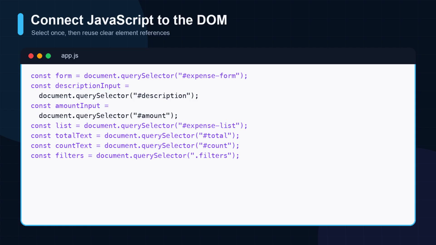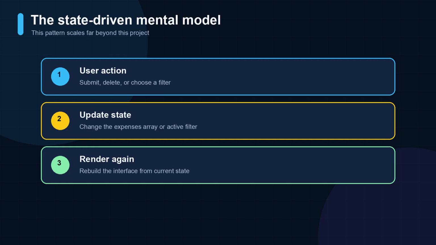Now move into app.js. Select each element once and store a clear reference. These references are how JavaScript reads input and updates the interface. Here is the most important mental model. A user action changes state, then render rebuilds the interface from that state. This same pattern appears in larger applications and frameworks.